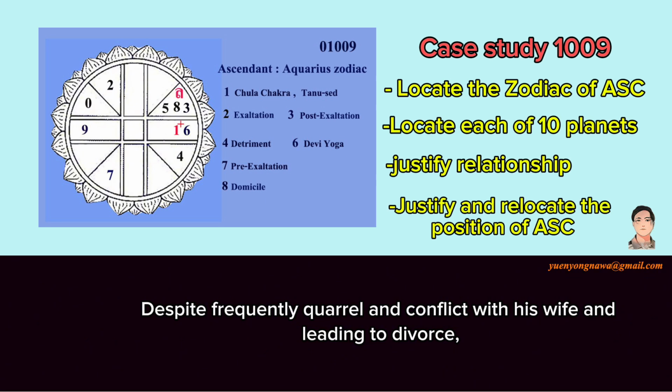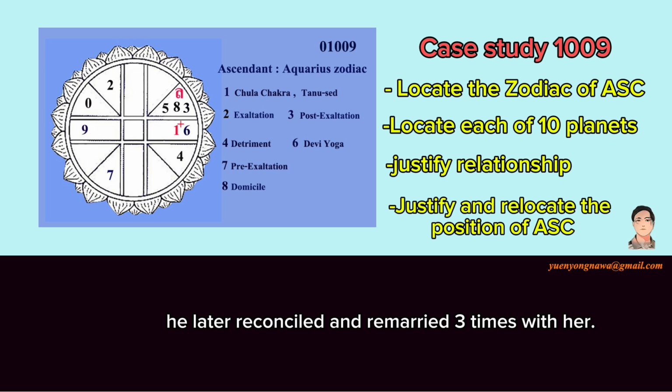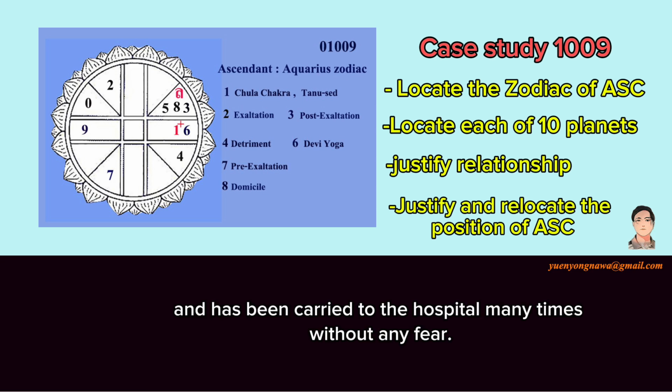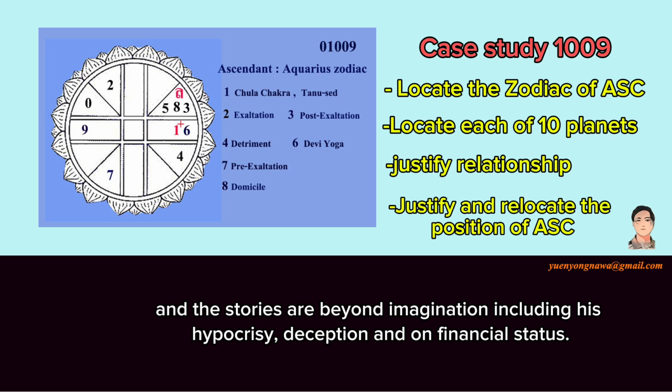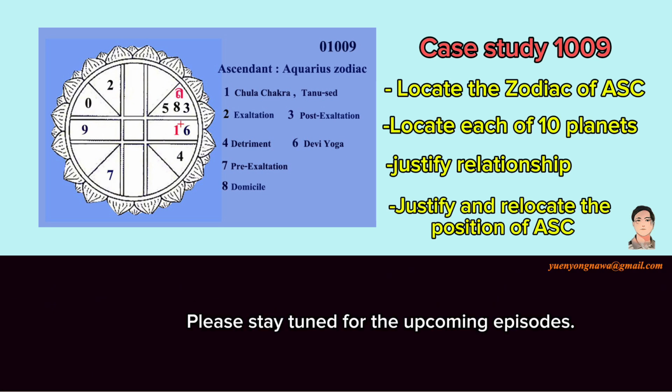Despite frequently quarreling and conflict with his wife, leading to divorce, he later reconciled and remarried her 3 times. Health: he has many congenital diseases. But with his stubbornness, he refuses to take medicine and has been carried to the hospital many times without any fear. In summary, this horoscope is correct in all aspects and the stories are beyond imagination, including his hypocrisy, deception, and financial status. Please stay tuned for the upcoming episodes.